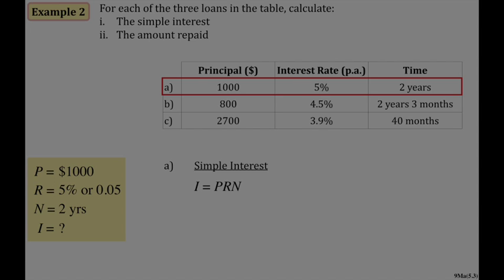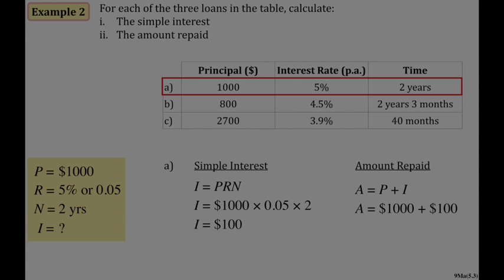So the simple interest is P times R times N. I know P, I know R, I know N. I put them into the calculator. So the interest charged will be $100. For part 2, what's the total amount that's got to be repaid back on the loan? Well, you've got to repay what you borrow plus the interest that you were charged. So that's going to be the $1,000 plus $100, which is $1,100 needs to be repaid for part A. Let's go to part B.